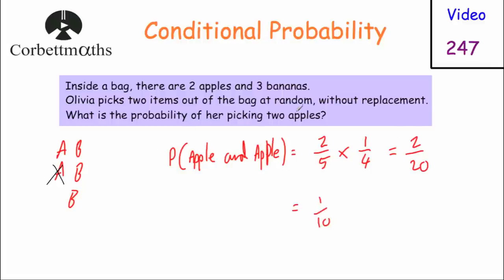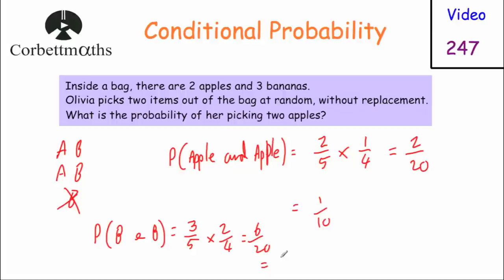If we were asked the probability of her picking 2 bananas, so the probability of banana and banana, to begin with, let's put that apple back in the bag. So if we were asked the probability of Olivia picking 2 bananas, first of all, there's 5 pieces of fruit in the bag, and 3 of them are bananas, so it'd be 3/5. Then she would have taken out a banana, and that would leave her with 4 pieces of fruit and 2 of them being bananas. So the probability of the second one being a banana would be 2/4, so multiply by 2/4. And then we would just multiply them together. 3 times 2 is equal to 6, and 5 times 4 is equal to 20. And then we can cancel that down to be 3 out of 10.